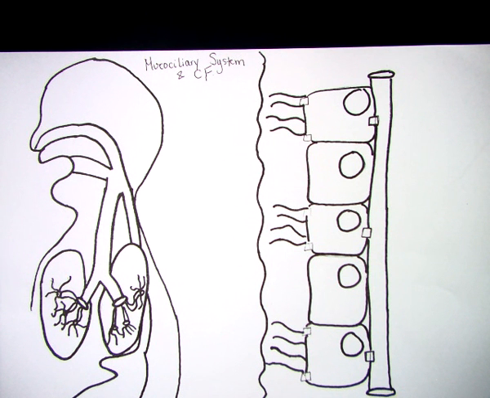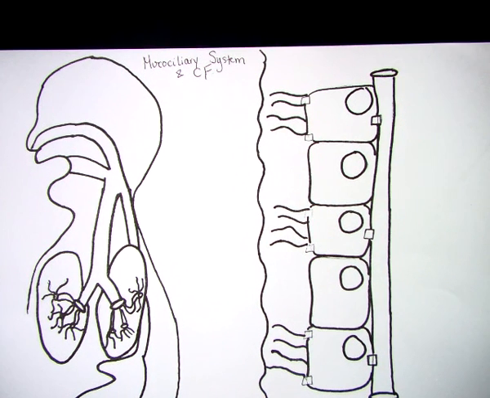So our third item, our last item today, is I want to introduce or set up the model activity that we're going to spend Wednesday completing. So at the very top of this handout, go ahead and title it mucociliary system and CF, or cystic fibrosis. Mucociliary system and CF. All right.